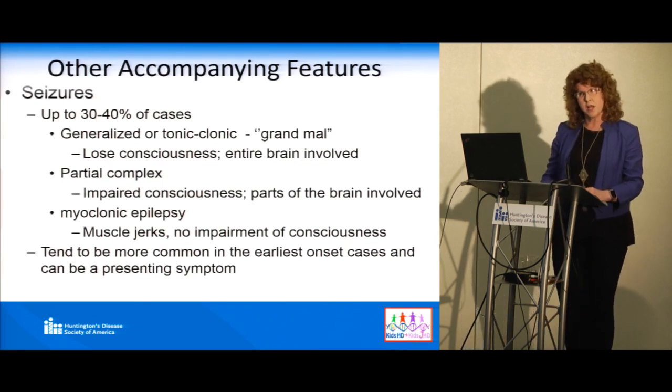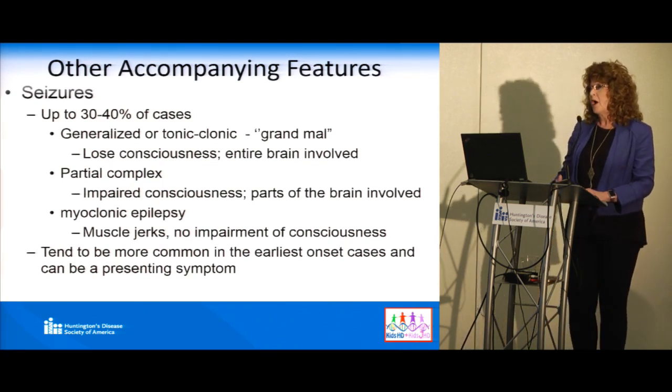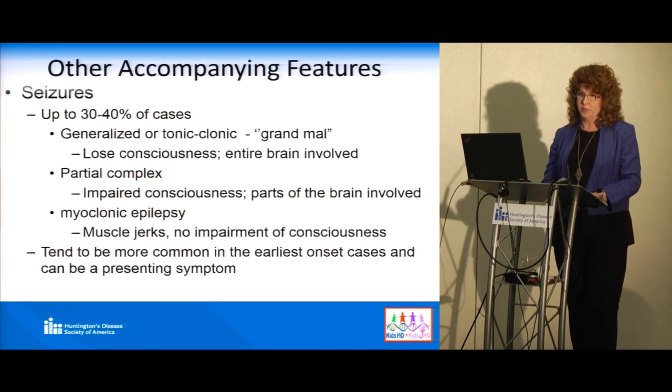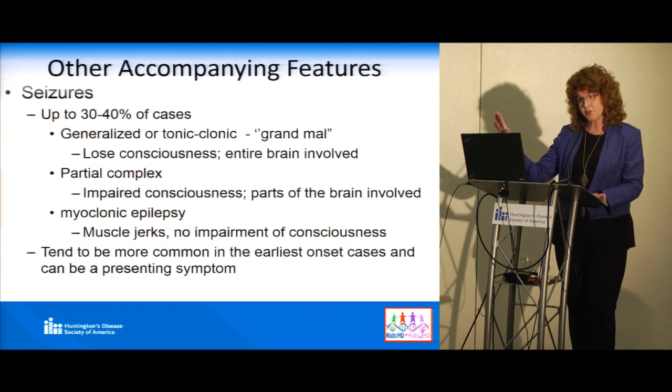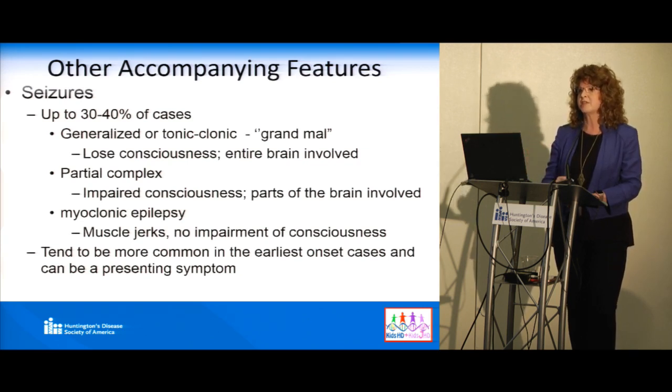So seizures, that's another accompanying feature. Up to 30 to 40% of cases. And there's different flavors of seizures. I don't think they're in your handout, and I don't think we need to go over them here. But they tend to be more common in the earlier onset cases. So typically the children who are diagnosed at 12 or below are more likely to have the seizures. You can get them at any time. It's pretty rare to have seizures in adult onset, but in JHD, it's most common with the childhood onset.